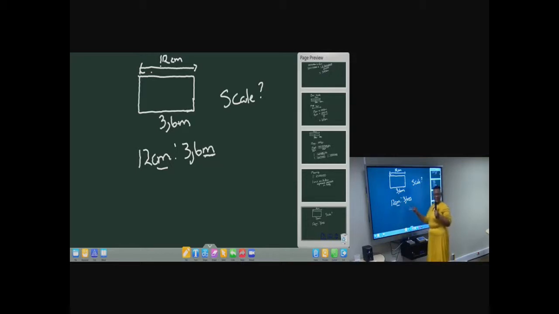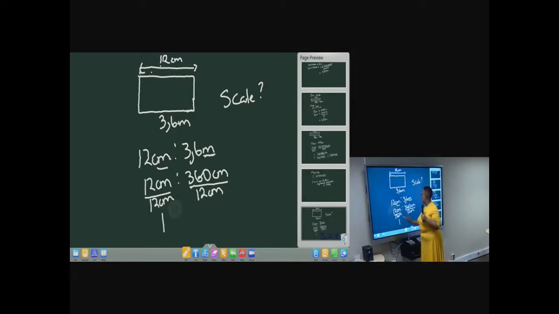There are 100 centimeters in a meter, so for meters to centimeters, you have to multiply by 100, and then you will have 360 centimeters. Then you divide to get your unit ratio, because scale is in the form of a unit ratio. So you will have 1 is to 30. Once more, remember, a scale does not have units.